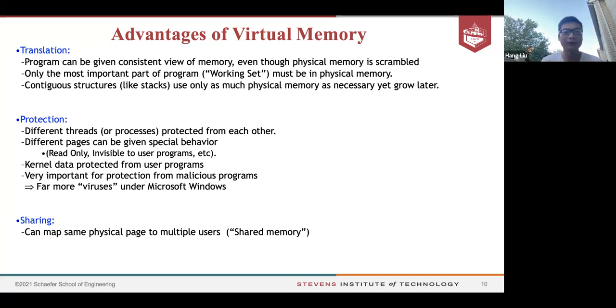Second, only the most important part of the program must be in physical memory. That's what we mean when you claim 8 GB but actually only use about 100 megabytes: we only give you 100 megabytes. The other spaces are swapped out of memory. That's why in the operating system you always have a swap space.